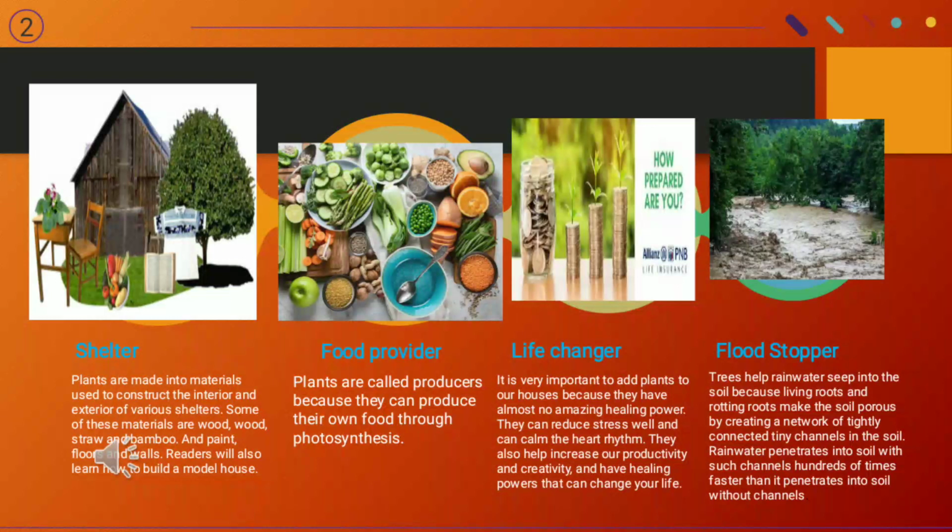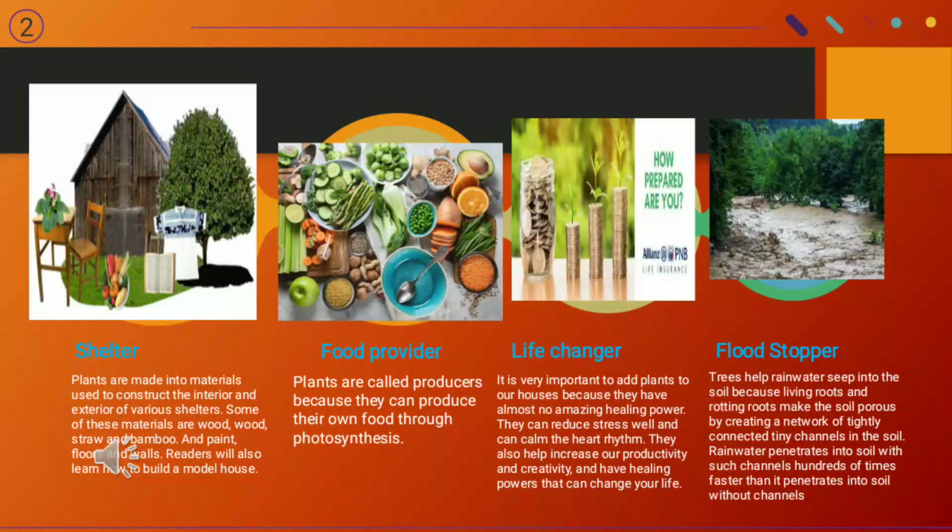Next is food provider. Since plants may produce their own food through photosynthesis, they are referred to as producers. Next is life changing. Plants are extremely valuable to have in our homes because they have amazing healing properties. They are effective at reducing tension and calming the heart rhythm. They also boost our productivity and innovation.